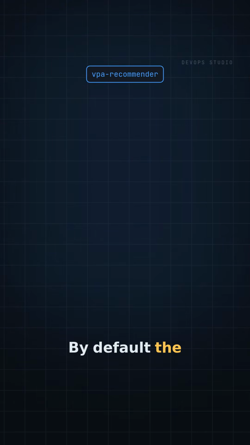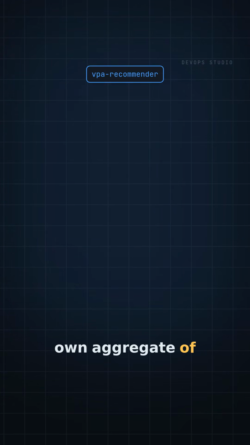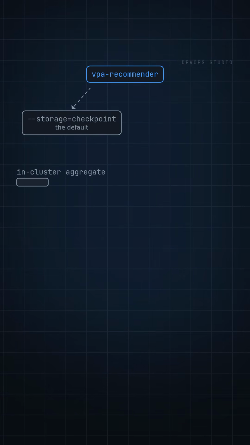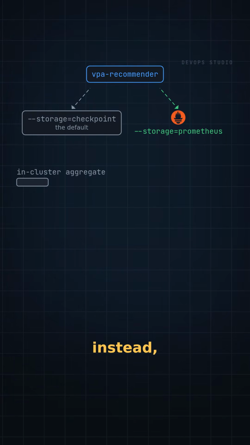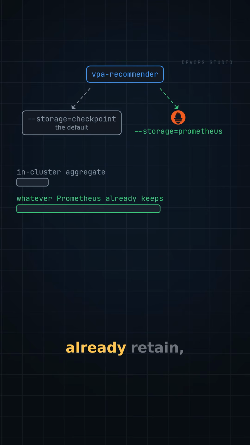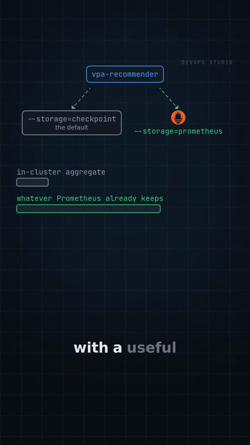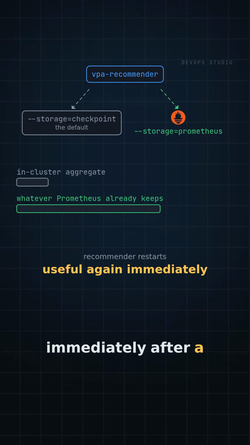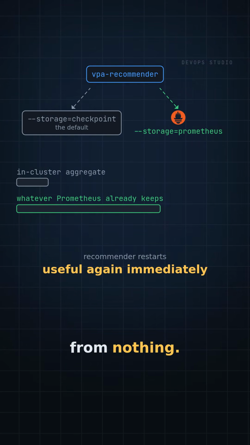By default, the recommender builds its own aggregate of usage and checkpoints it. You can point it at Prometheus instead, so it uses the metrics you already retained and comes back with a useful recommendation immediately after a restart instead of relearning from nothing.